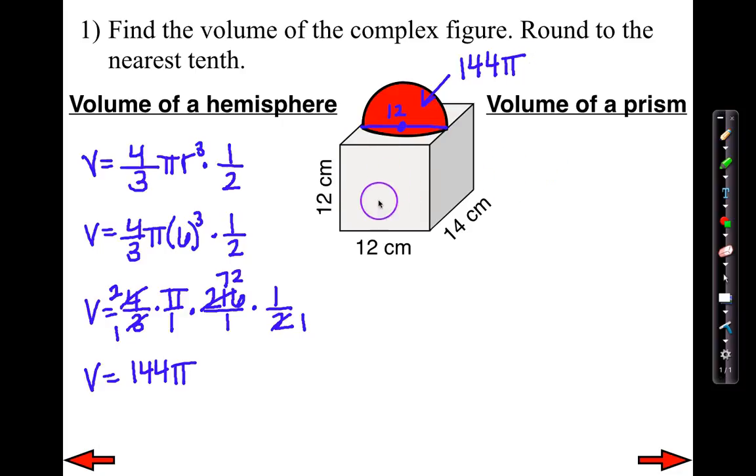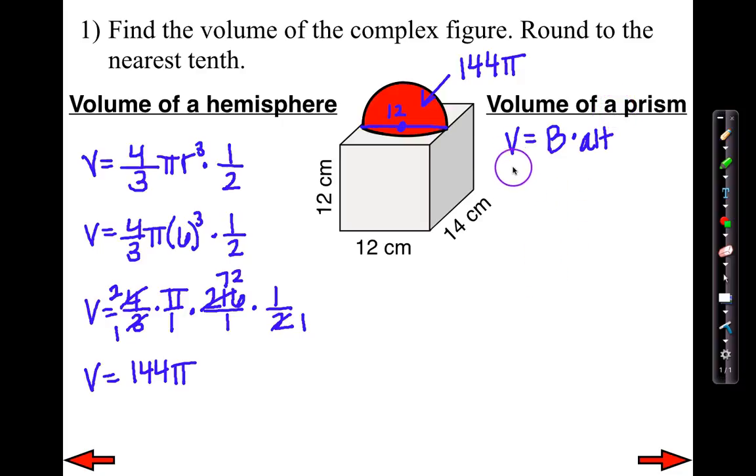Now I'm going to have to find the volume of this prism. That's this right here. The volume of a prism is basically the area of the base, which we're going to represent with a capital B. That is different from a regular lowercase b. The lowercase b stands for base, capital B stands for the area of the base, times the altitude, which is just another fancy word for height.